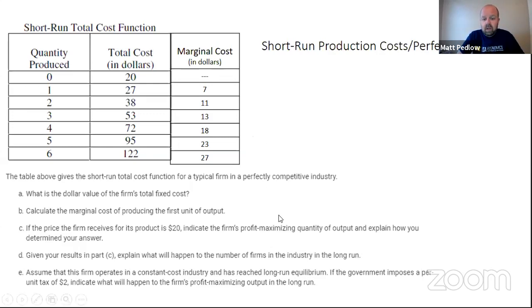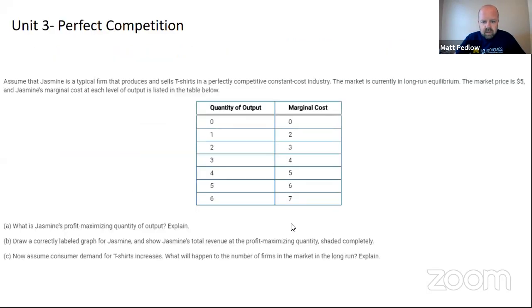All right, so here we go. Now we're going to actually do a little drawing, because we're going to start talking about perfect competition. So yes, there's going to be one more little cost function here. Easy enough. Okay, we got it. But this time it says they already did the marginal cost for us. And so if you have something to draw with, that would be very handy for this one. So Jasmine is a typical firm that produces and sells t-shirts in a perfectly competitive constant cost industry. Remember, constant cost industry means as firms enter or exit the market, it doesn't change your overall cost.